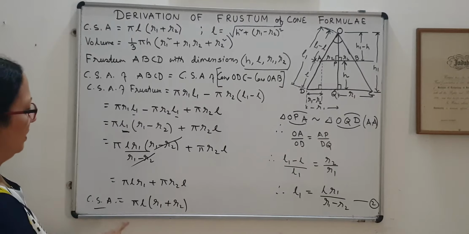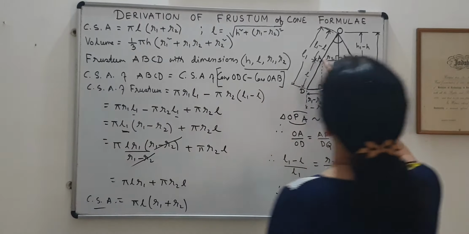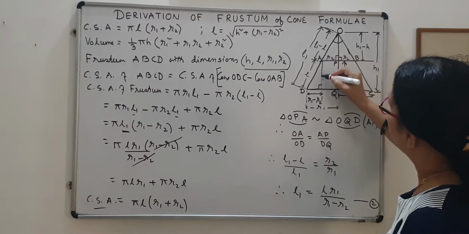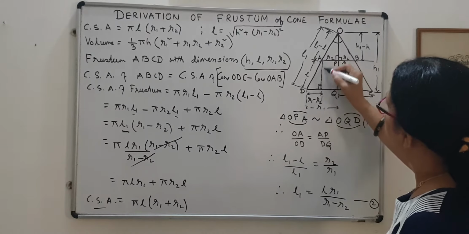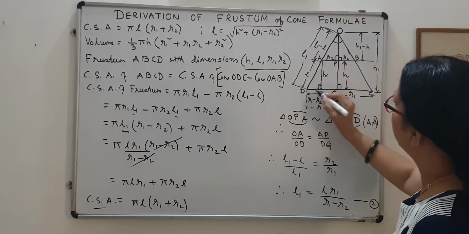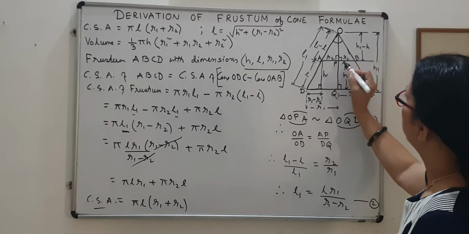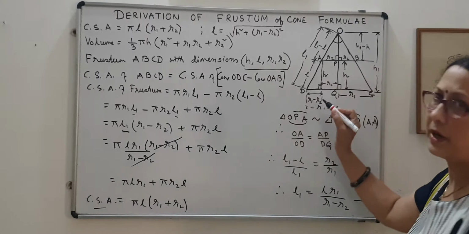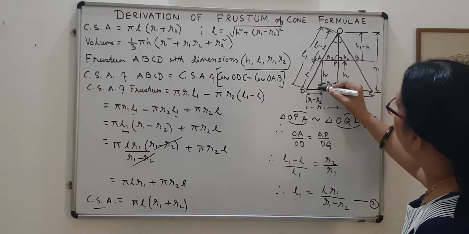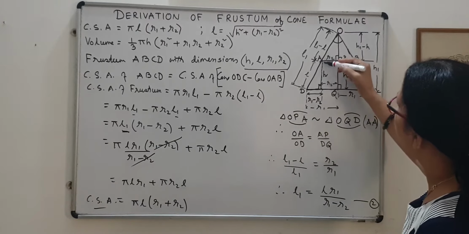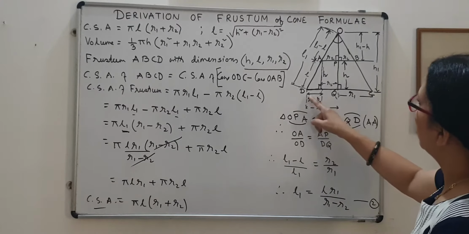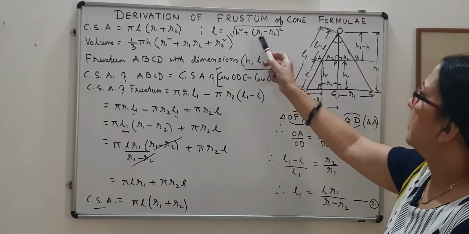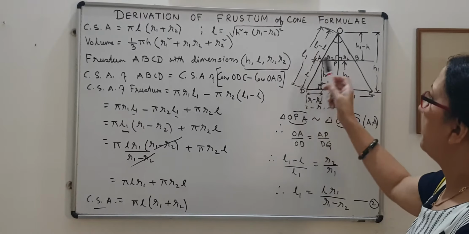Okay. Now one more thing. What about the value of L? If you see, this is a right triangle. This is your H, and this one is R1 minus R2. This much is your R2. So this is your R1 minus R2, this is H. So by Pythagoras theorem, L square will be equal to H square plus R1 minus R2 whole square. So L is equal to the square root of H square plus R1 minus R2 whole square by Pythagoras theorem.